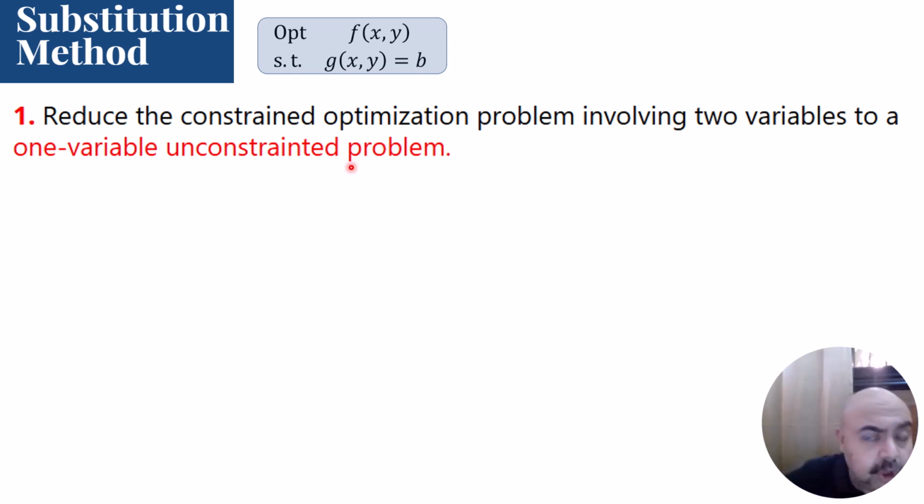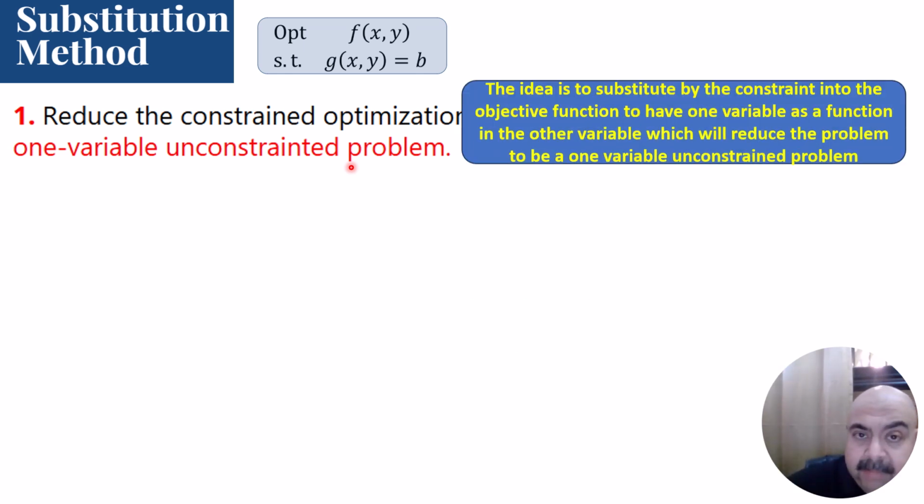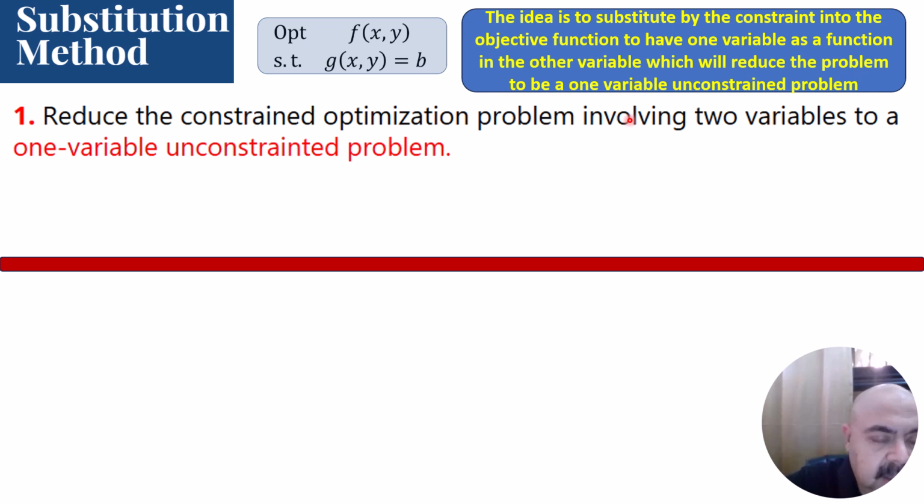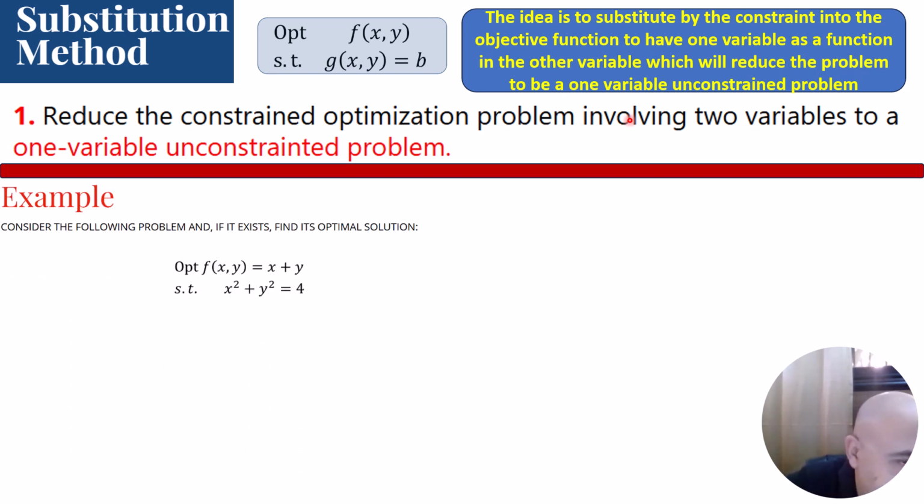So we will change it from having one constrained problem into an unconstrained problem. So the idea is to substitute by the constraint into the objective function of one variable as a function in the other variable, which will reduce the problem to be one variable unconstrained problem, exactly like the one we solved. So back to our problem.